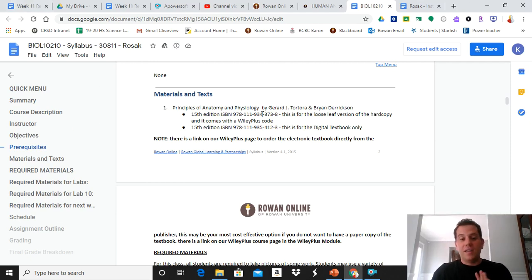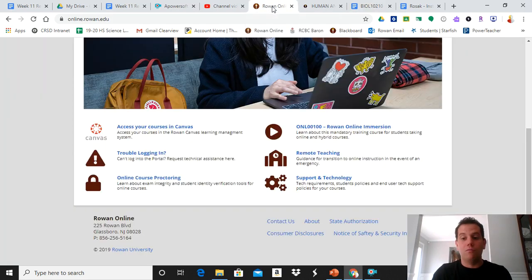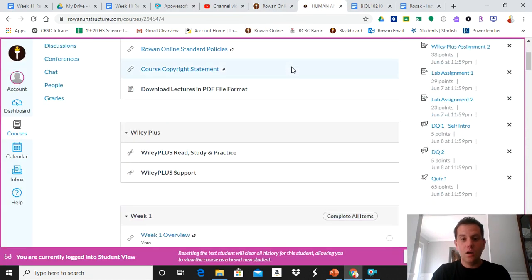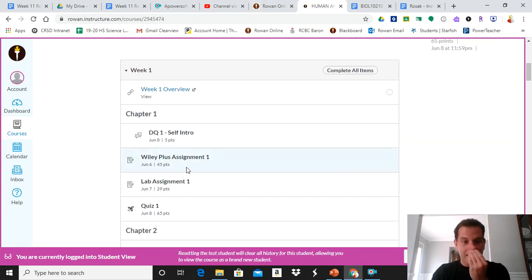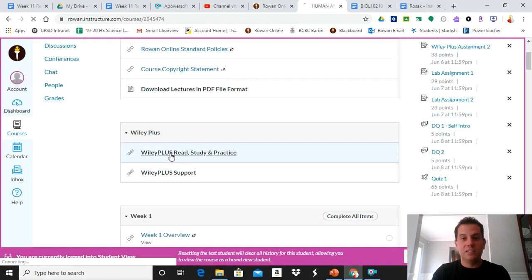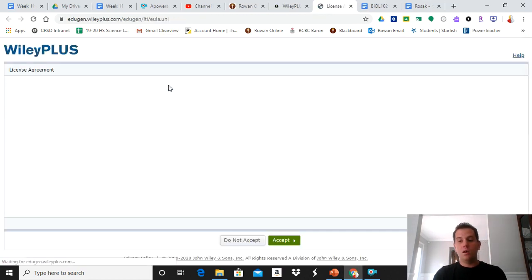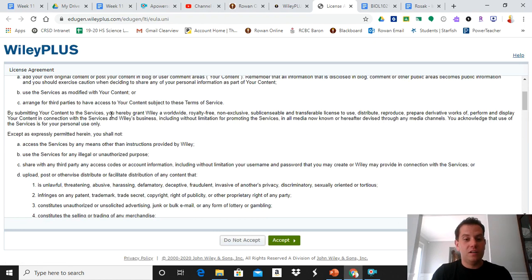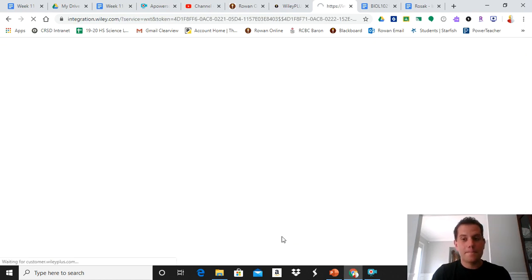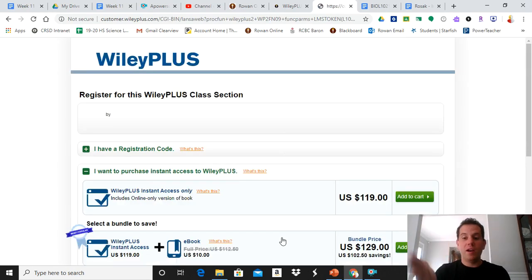To get the Wiley Plus, you can do it directly through our course Canvas site, which I'll show you right now. Here's Wiley Plus, and you can click on anything that's Wiley Plus initially, any of the assignments, but you could just click on this Read, Study, and Practice. It'll open up this page, and you have to load it in a new window. You'll get the Wiley Terms of Service. You hit Accept.